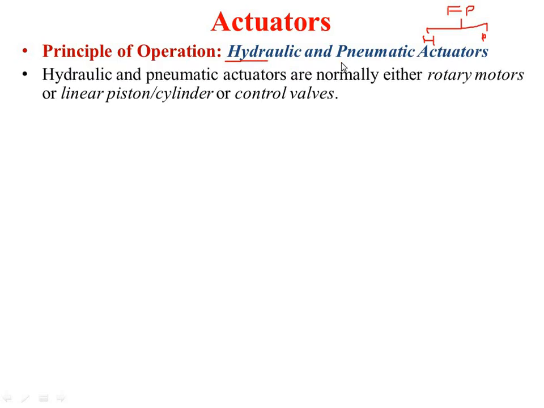Hydraulic and pneumatic actuators may be either a rotary motor or a linear piston. In the last example we have seen a linear motion, because the flow of fluid will force the piston to move to and fro. So that will cause a linear piston type of cylinder. The control valves, again, can be decided by this action also. The pneumatic actuator is also used for controlling the valve actions.